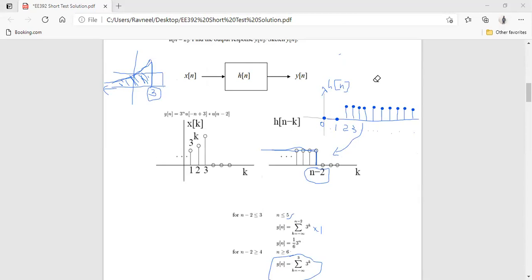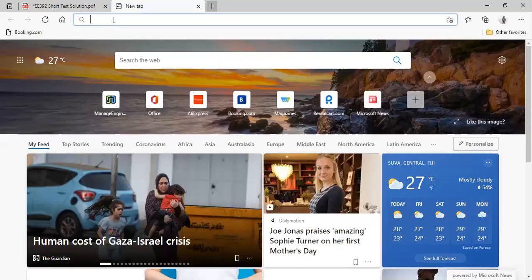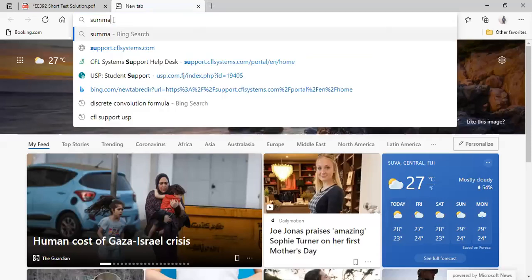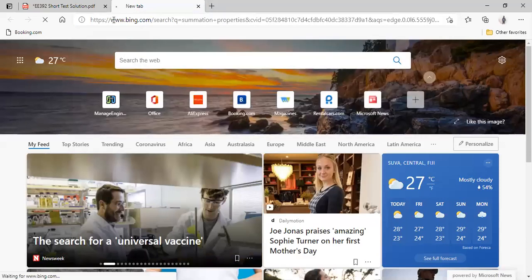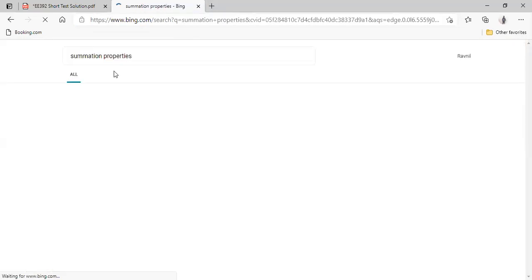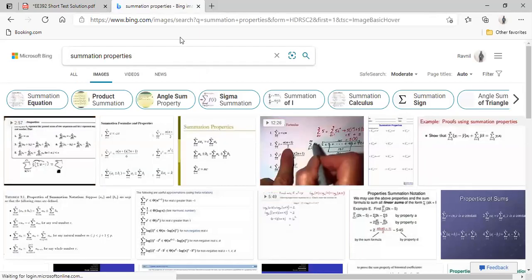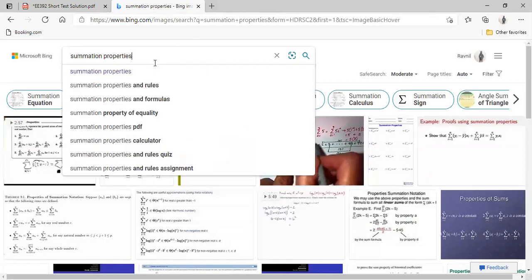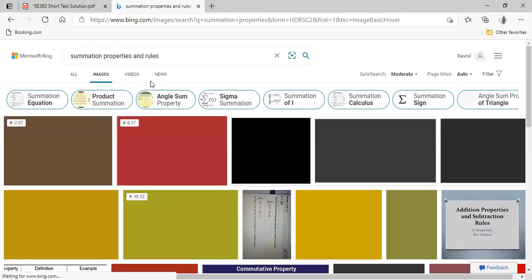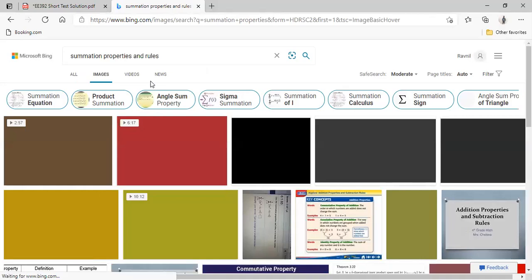Okay, someone just asked, can you explain how we get 1 upon 6, right? So 1 upon 6, we can rewrite this whole formula using this summation. Let me just look up these summation properties, right? All of you can see my screen, right? I guess. Summation properties and rules. Let me see. Where is it?